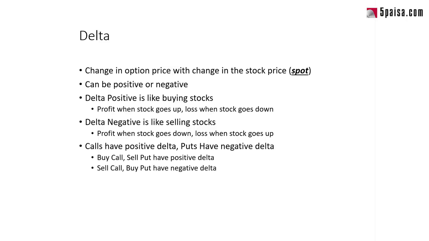Calls have positive delta and puts have negative delta, which means buying a call has positive delta and it's almost like buying a stock. And selling a put, which is negative into negative, will have a positive delta. So if you've sold a put, you're betting that the stock will go up. Sell put has positive delta because the negative of negative is positive. Sell call is the negative of positive, so the delta is negative, and selling a call is like taking a bet that the stock will go down. Buying a put has negative delta because by buying a put, you're betting that the stock will go down. So it's almost like shorting stock.